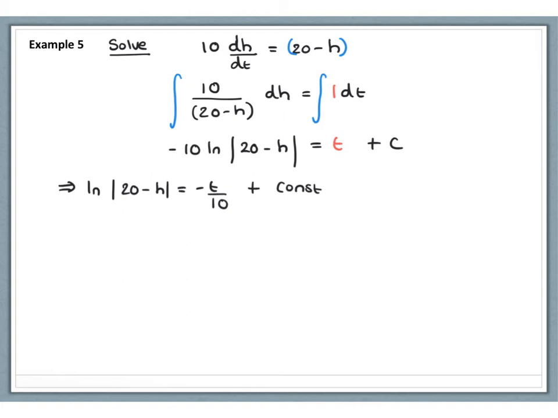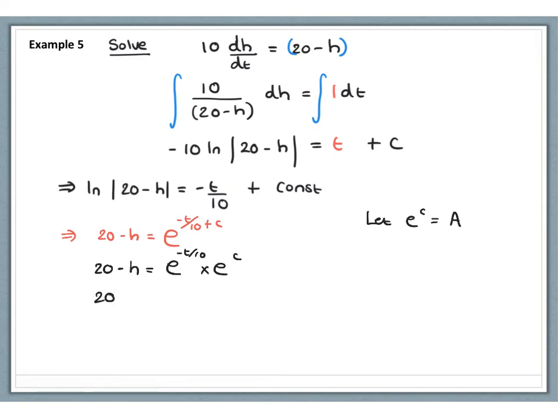So we now need to take e to the power of both sides. So this leaves me with 20 minus h on the left hand side, and then e to the negative t over 10 plus a constant. And you've seen this previously. We can split up the right hand side, e to the negative t over 10 multiplied by e to the c, and I'm going to say let e to the c equal a, another constant. So 20 take away h equals a e to the negative t over 10, which then gives me h equals 20 minus a e to the negative t over 10.